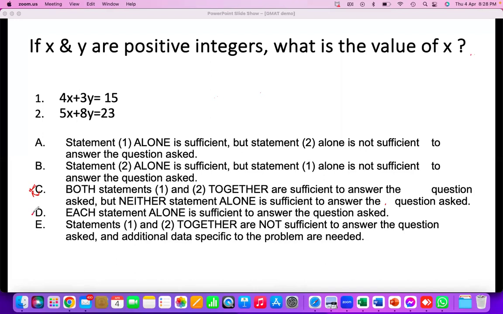It means each statement alone is sufficient to answer the question. What is the value of x? Tell me. 3. Okay. And apart from 3, there is no possibility for any other value. We can equate the value of y in each equation and then find the value of x also. So there is only one possible value of x. No, there are multiple values possible. Then it means one statement alone is not sufficient, because the question is asking for a unique value. You need to ensure that there is only one value.